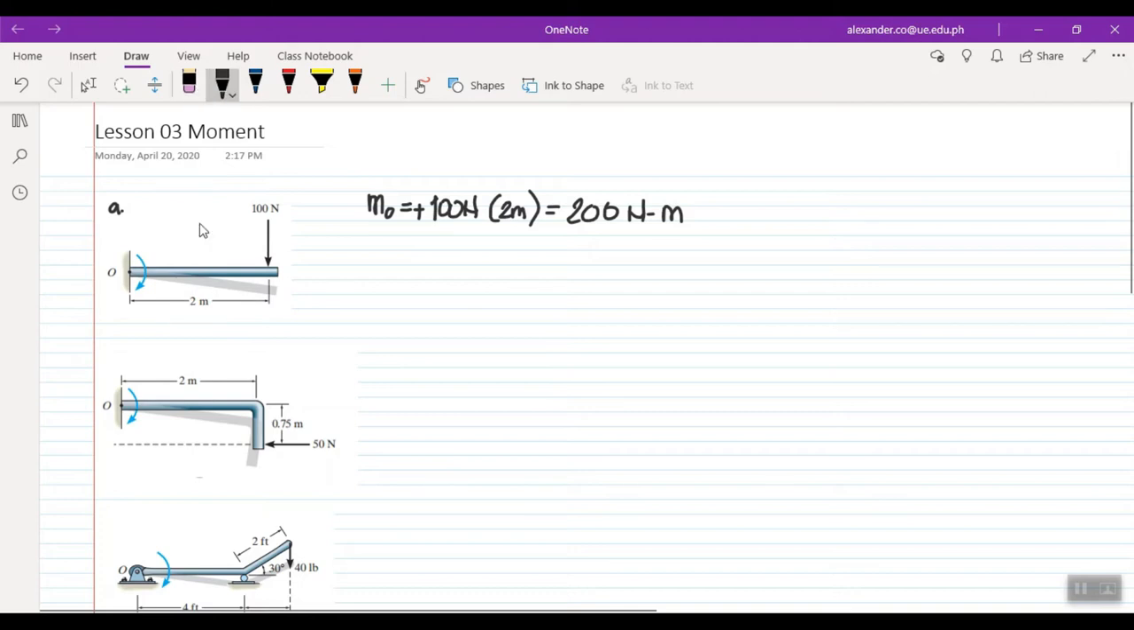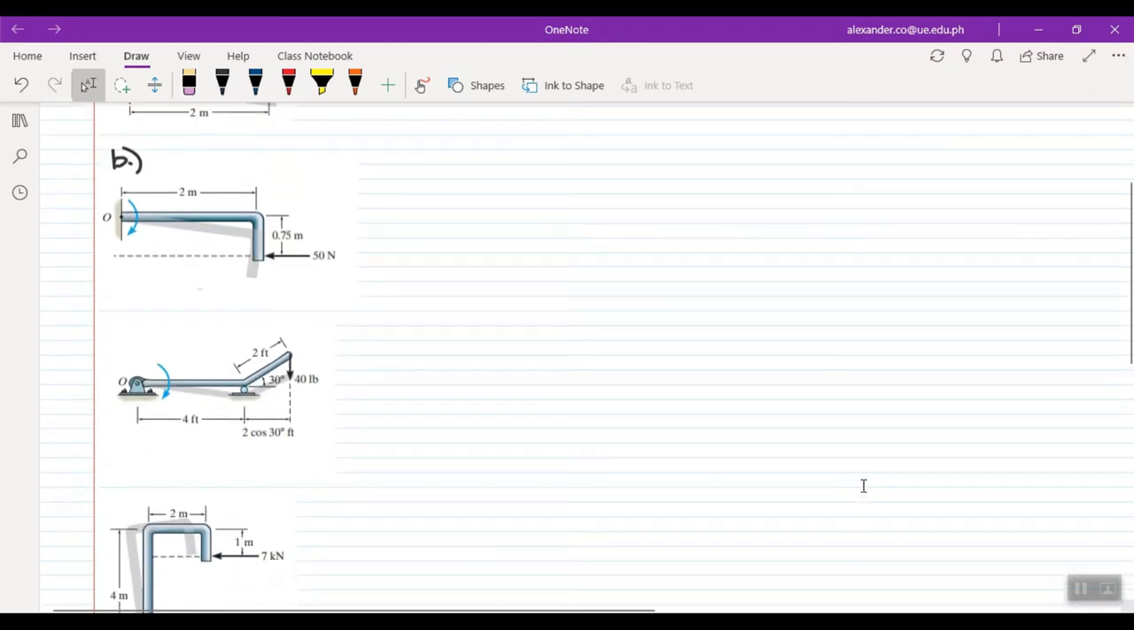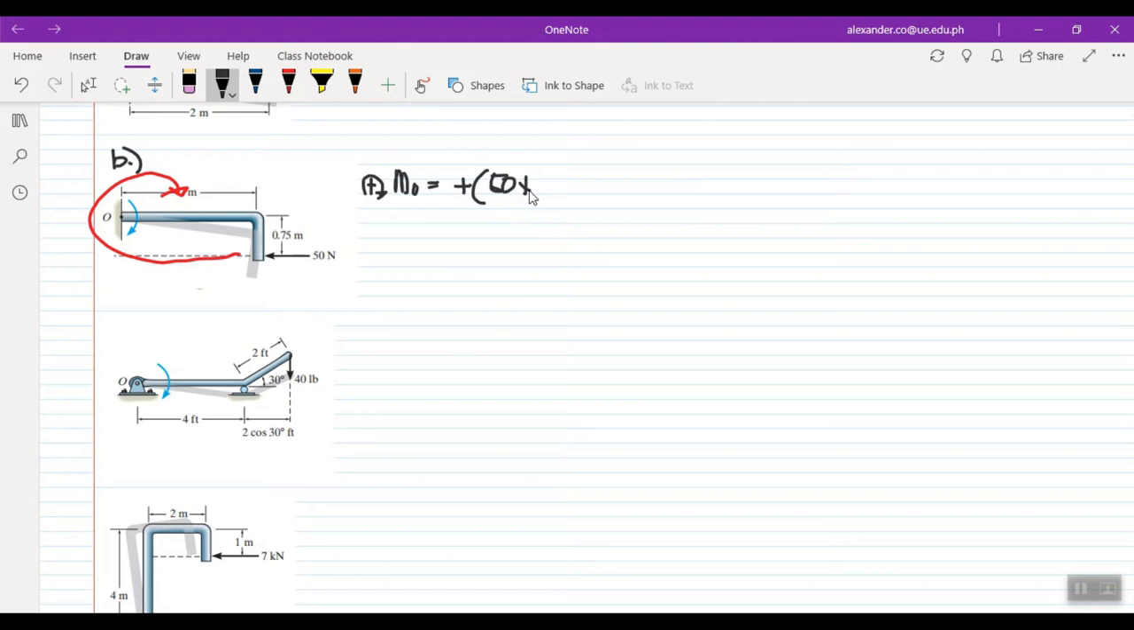How about this one? B. How do we do this? Again, what is the force? Moment at point O. Clockwise pala ang ilalagay ko. It's positive. Okay? So, what is its rotation? How does it rotate from here to O? It's still clockwise, so that will be positive. Okay? What is the force? 50 Newton.